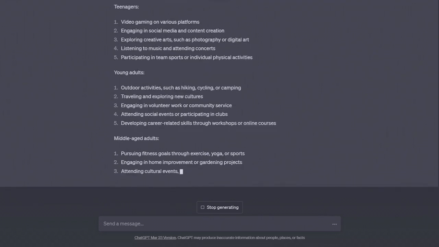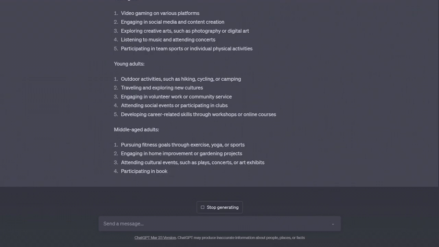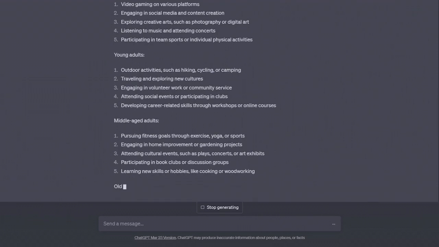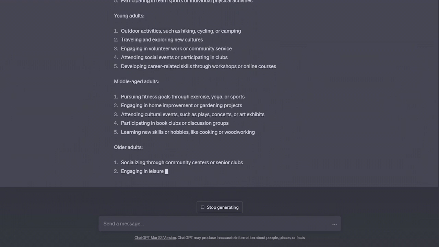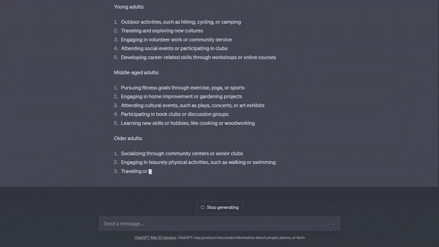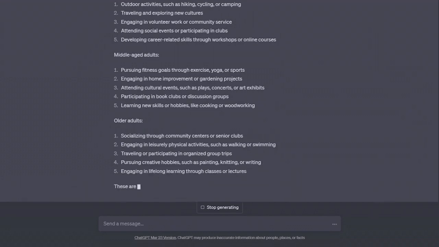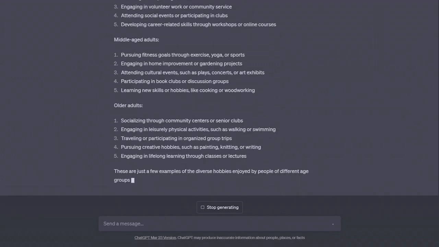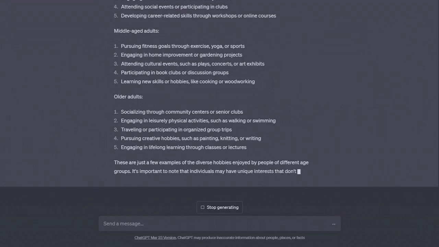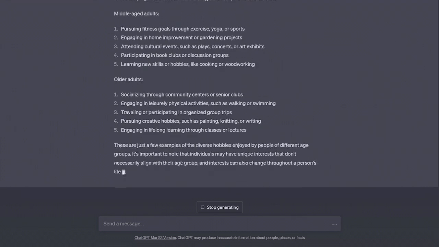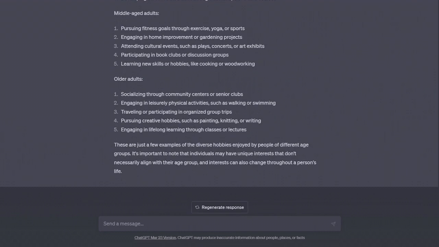This diverse list acknowledges that people of all ages have unique interests and activities they enjoy, which can vary significantly across generations. As a result, the generated response becomes a more accurate representation of hobbies enjoyed by people from different age groups, fostering a more comprehensive understanding and promoting inclusivity. The AI model is then less likely to perpetuate stereotypes or biases related to age, ultimately leading to more equitable and unbiased outputs.